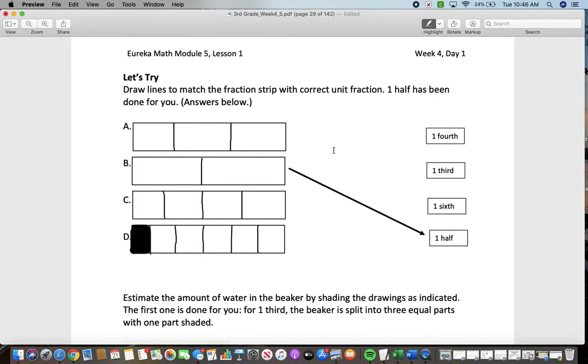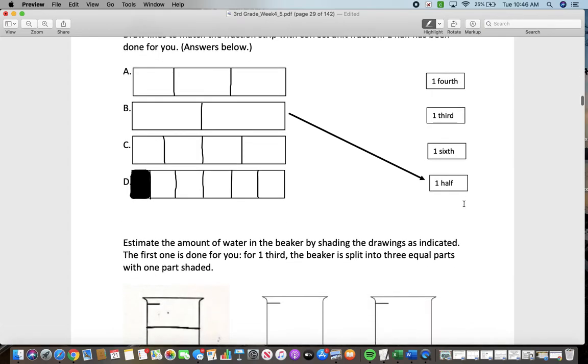As you continue through day 1, it's then going to ask you to try it on your own. It says draw lines to match the fraction strip with the correct unit fraction. 1/2 has been done for you. So what you need to do is look at A, B, C, and D, and then match it with the correct unit fraction. It's either going to be matched to 1/4, 1/3, 1/6, or 1/2. And you can see that B was already matched to 1/2.